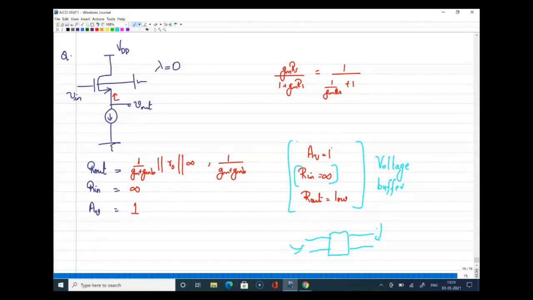Why we use a voltage buffer is because it has infinite input resistance and very low output resistance. Whenever you want to connect two points which have unequal impedances, say this is at impedance level 1 and this is at impedance level 2, particularly if one is high impedance and the other is low impedance, in such cases we use these buffers in between. This is basically used for impedance matching. You'll see this in a little more detail. So this is another use of the common drain amplifier: impedance matching.